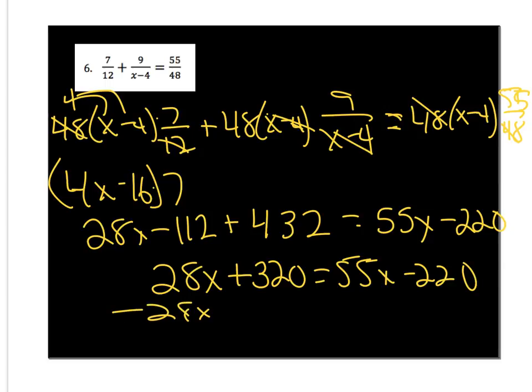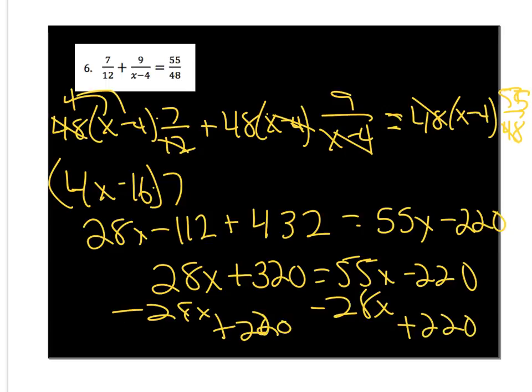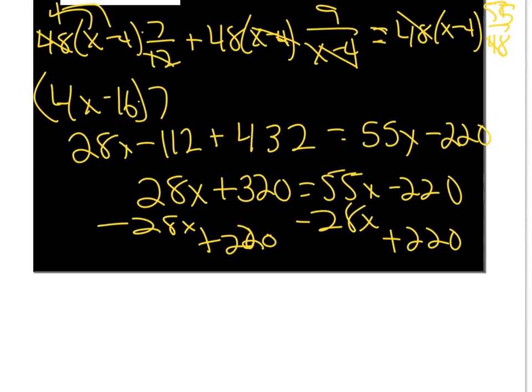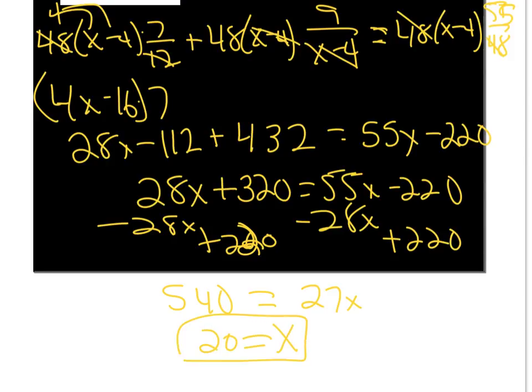So, algebra, hopefully instincts kick in. That's a 220. So 55 minus 28, 27x equals 540. So after all that, x equals 20. Boom. x equals 20. That's my answer.